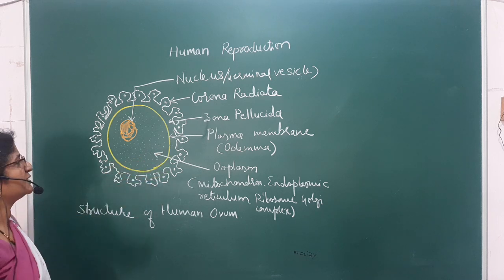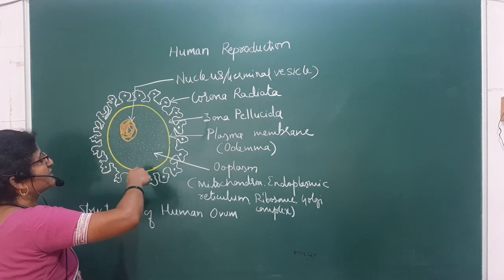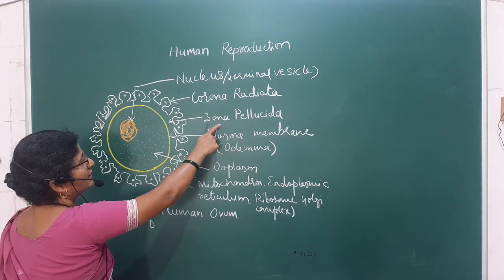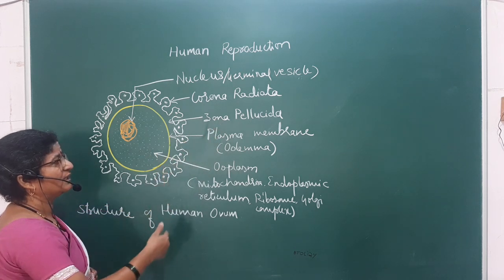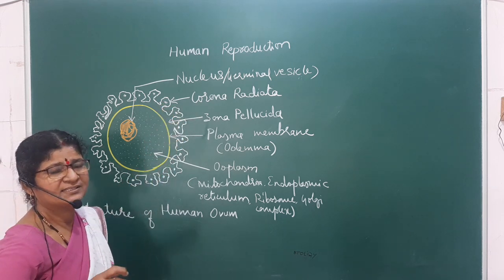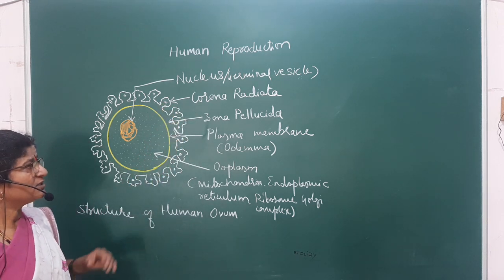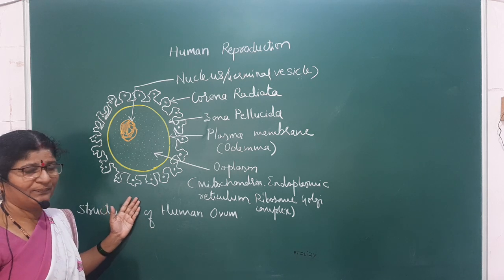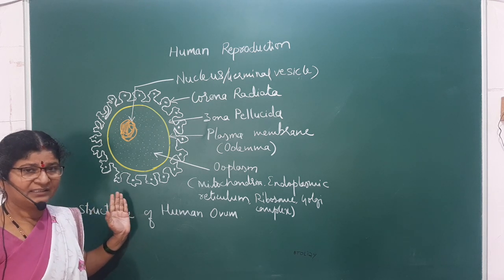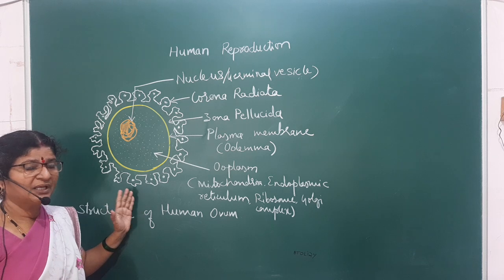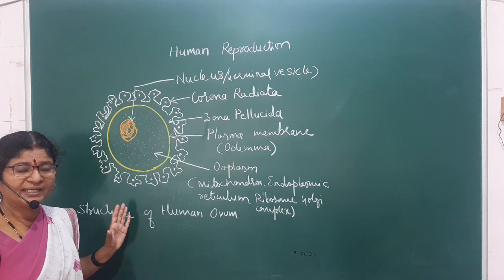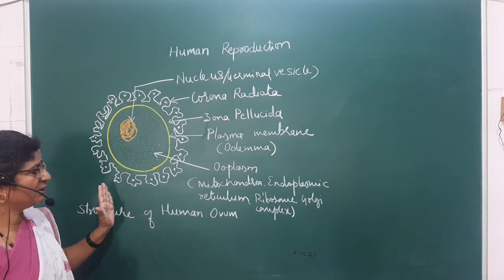Outside the nucleus, you will see a clear zone, an area which is translucent, and that area is called the zona pellucida. Outside the zona pellucida, you will see the corona radiata, a layer of follicular cells formed from the follicular cells. So this is about the structure of the human ovum. And you know that during ovulation, the ovum is at the secondary oocyte stage. The ovum is not formed; the second meiotic division did not take place. So that is about the human ovum.